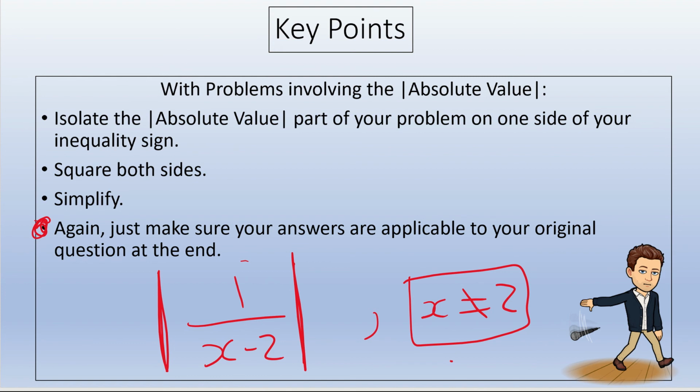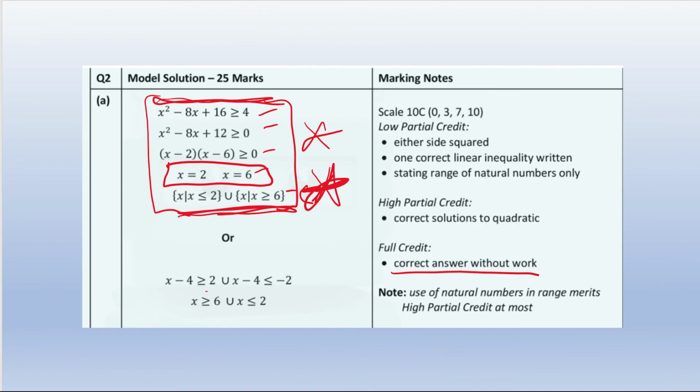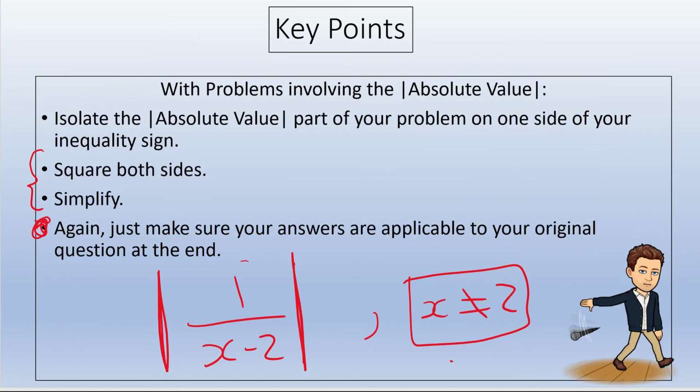Just one last thing, for my key points, I've said square both sides and simplify. Obviously, if you want to use the other method, I think it was this one here, taking the positive value and taking the negative value and doing two sets of sums, that's absolutely fine as well. But just make sure that you're rock solid with that.